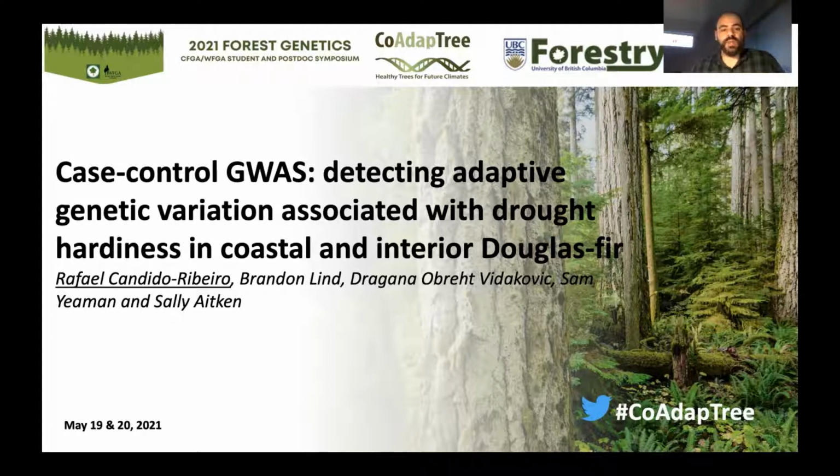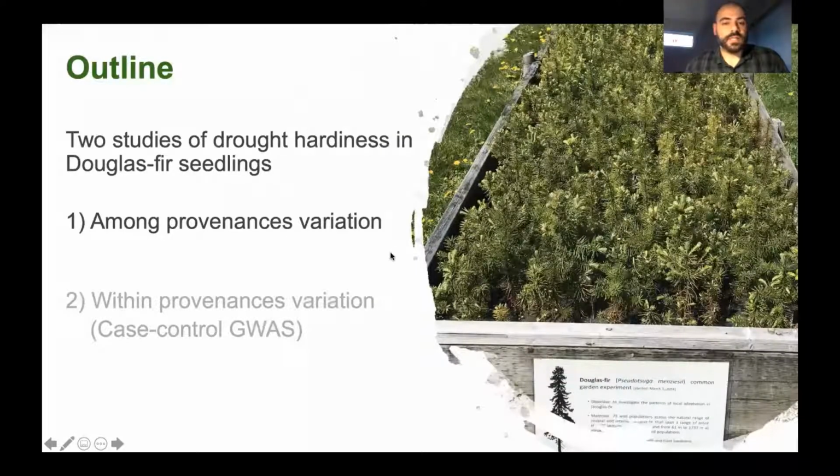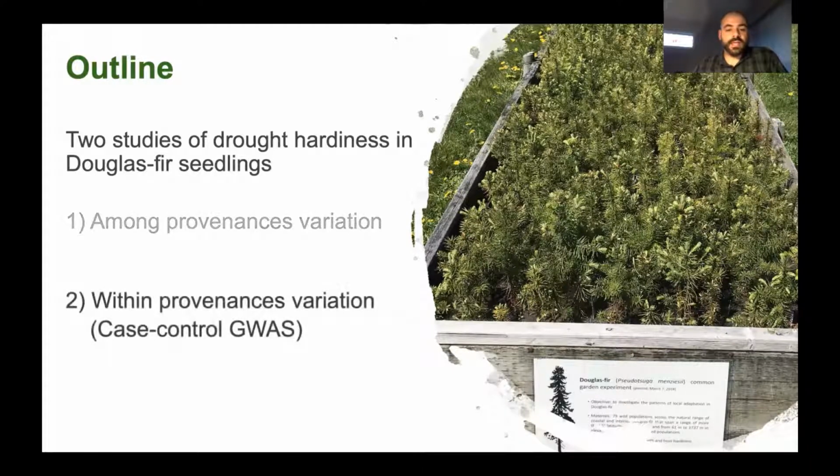But today I'm going to be talking a little bit about a very interesting approach to detect adaptive genetic variation associated with any particular trait. In this case, we are applying this case-controlled GWAS to Douglas-fir and drought hardiness. So my talk is divided into two main parts. The first one, I'm going to talk about drought hardiness variation across the range of the species, so among provenances variation. And in the second part, I'm specifically talking about the case control GWAS, exploring a little bit the within provenances variation in terms of drought hardiness.